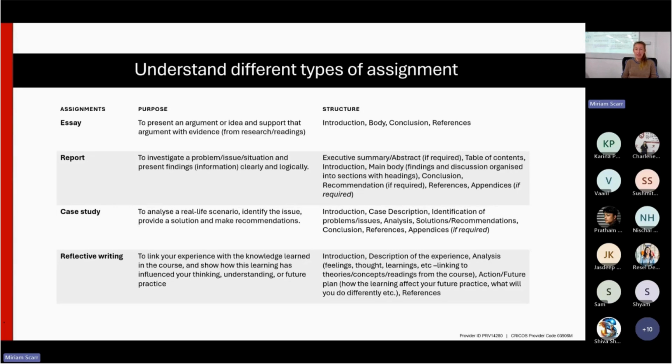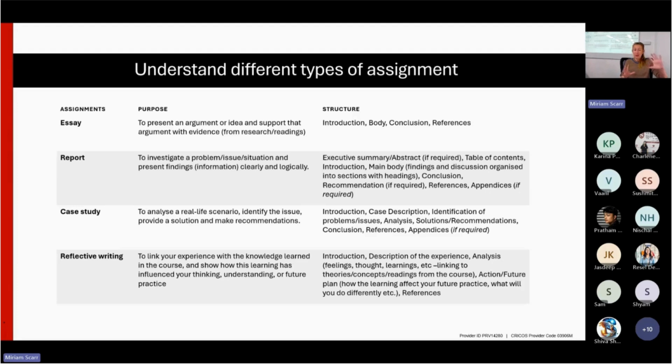And this is where we present an argument or idea and support that argument with evidence. And we do that by linking it back to the literature and by doing research, connecting those ideas to our readings and our textbooks. This type of assignment has a particular structure, which is the introduction, the body, the conclusions, and a separate page for references.